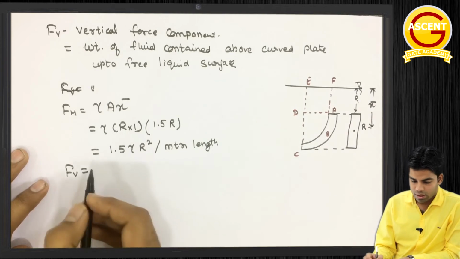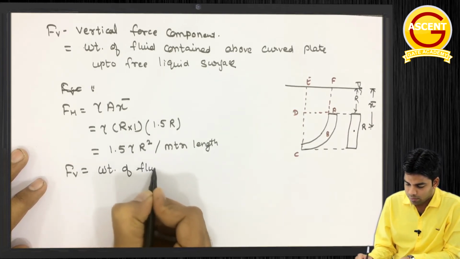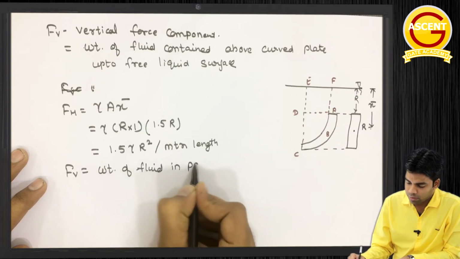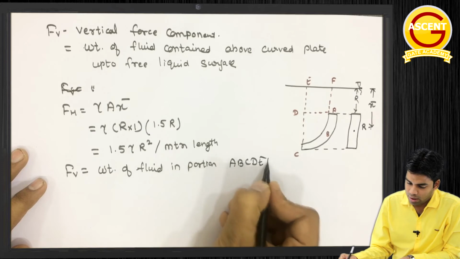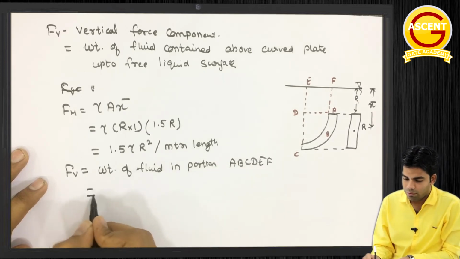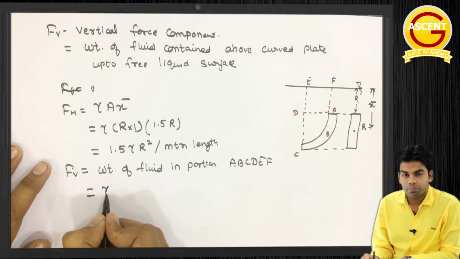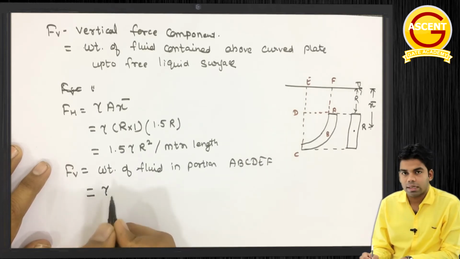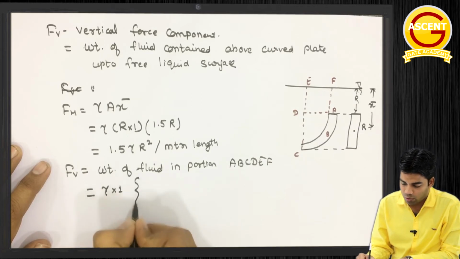Getting this? So this Fv is equal to weight of fluid in portion ABCDEF. Okay, now weight is equal to specific weight into volume. Specific weight is gamma into volume. Volume means area into length. Length is taken as 1 into area. Now what will be the area?